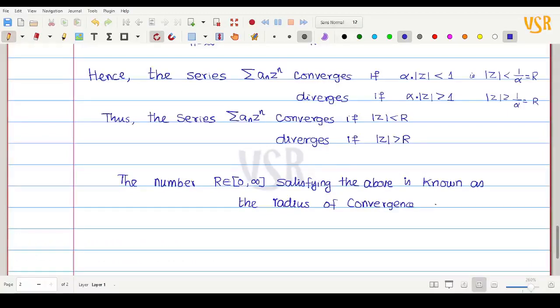Convergence of the series, the radius of convergence of the series summation a_n z to the power n. The circle, the ball, mod z less than R is known as the circle of convergence. Circle of convergence.